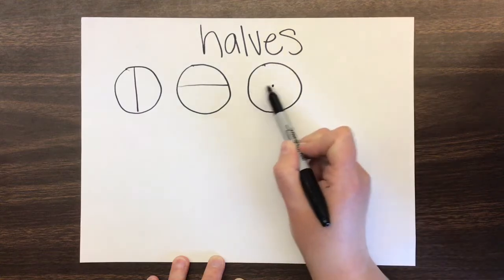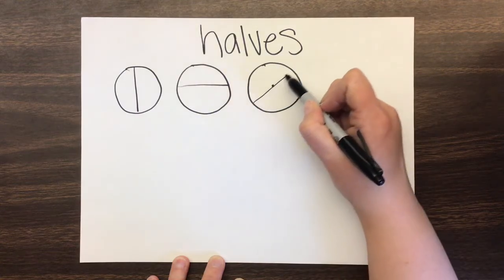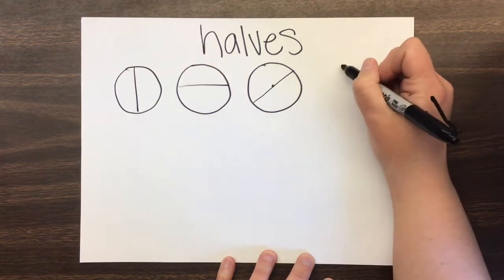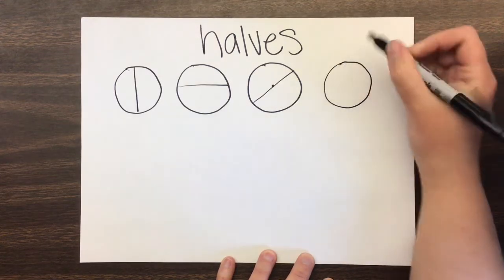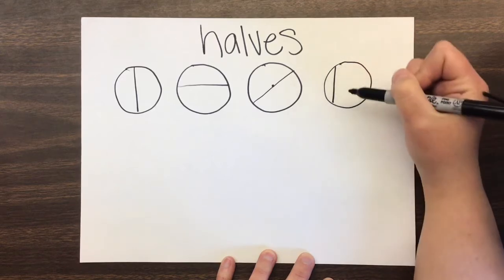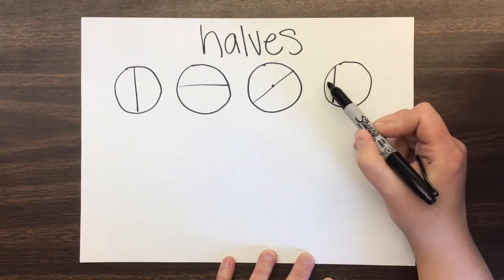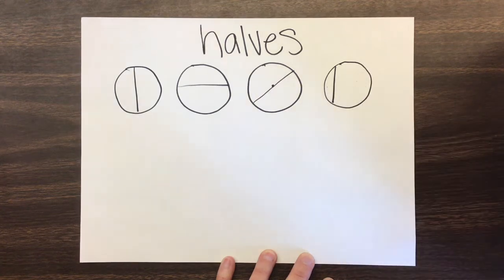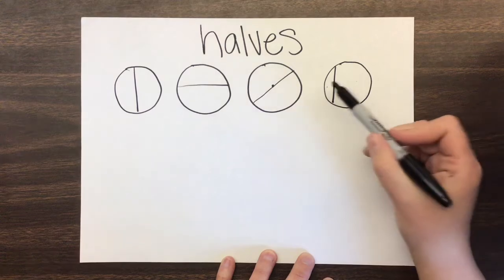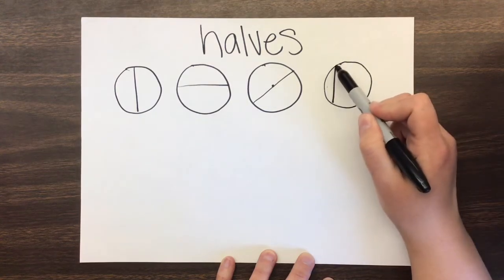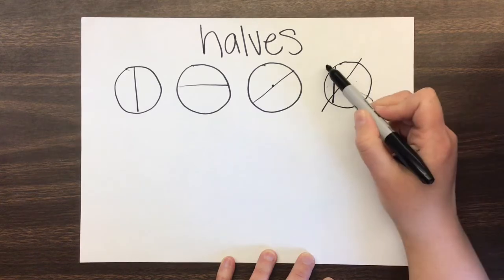Okay, so I'm going to go ahead as long as it's through the center. If I try to draw a circle here and divide it into 2 pieces, and I don't go through the center, be really careful. This is 2 pieces, but I can't say this is a half and this is a half. In order for them to be halves, they have to be equal pieces, and these are not equal. So that is a non-example.